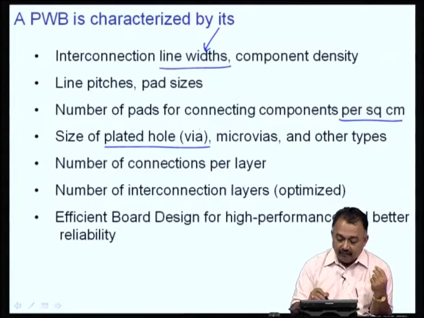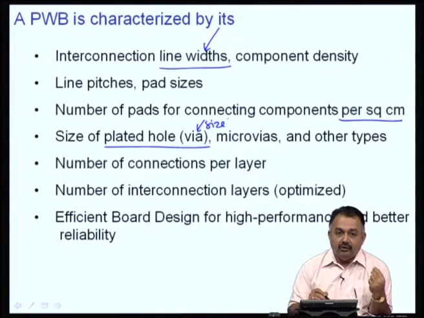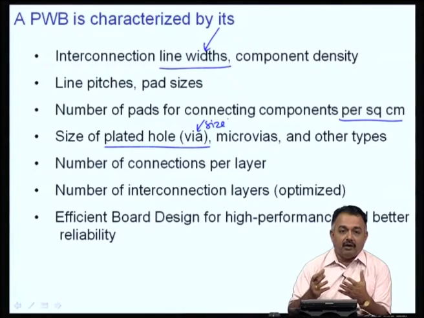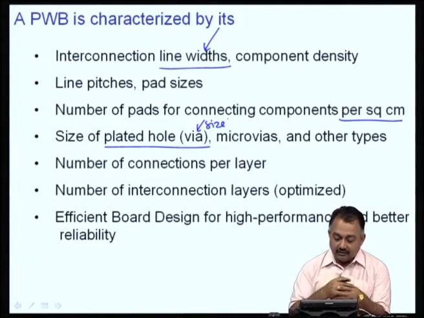So, here again, just as with the interconnection line width, we should also be worried about the size of the via. You can't have a very large hole to interconnect layer 1 copper to layer 2 copper, because that will occupy too much space, and at the same time you are adding more copper than required. So, you should have minimum copper on the board that can perform your system function, an electrically reliable system function.